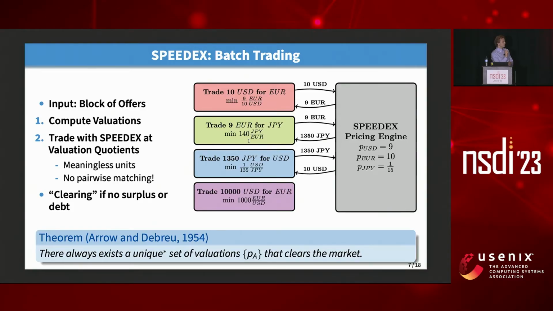So you should ask, where do these valuations come from? First of all, we'll say that the set of valuations is clearing if, after this whole process, SpeedEX has no surplus or debt. I've cooked up these valuations to be clearing, and as you can see, the engine takes in 10 USD, and it puts out 10 USD. It takes in 9 euros, and it puts out 9 euros, and so on and so forth. Now, it turns out that for any set of offers, there always exists a unique set of valuations, unique up to rescaling, that clears the market.